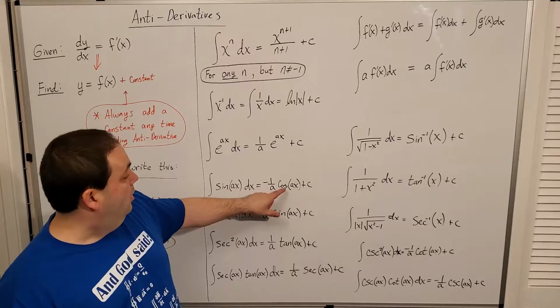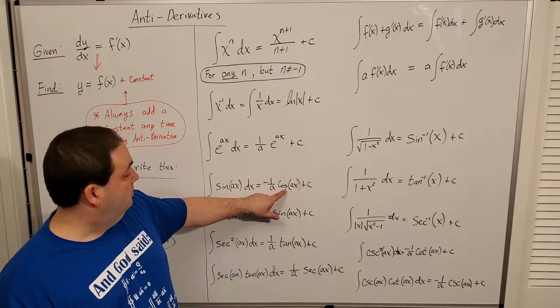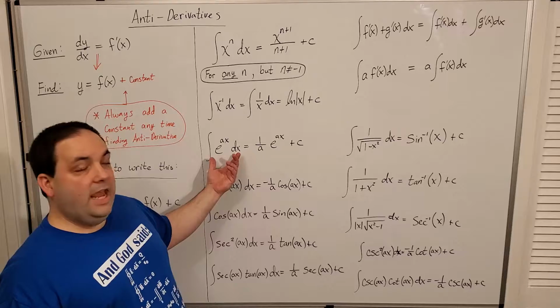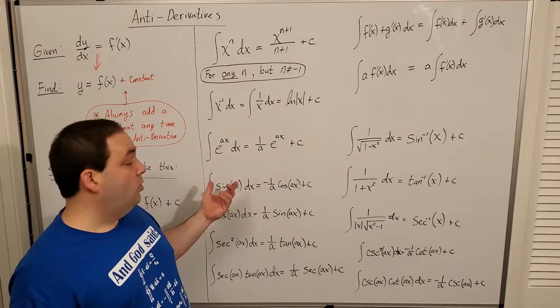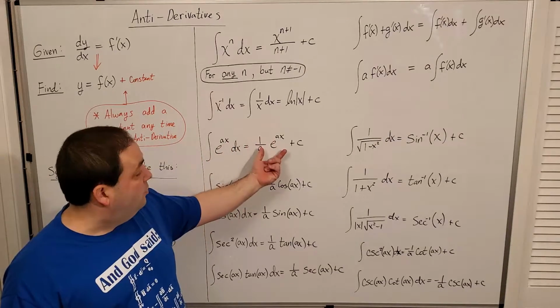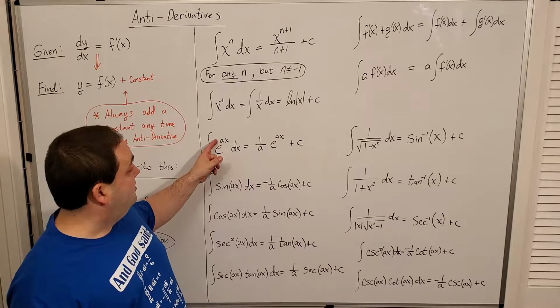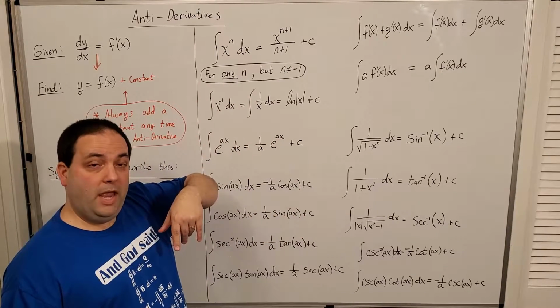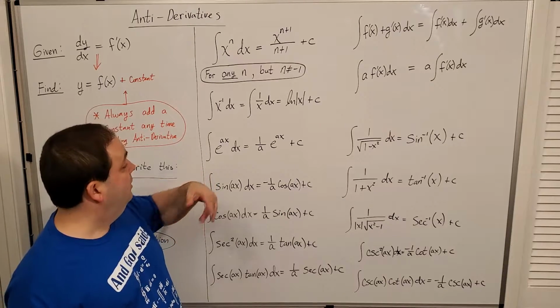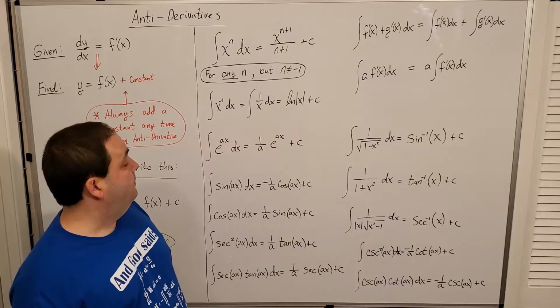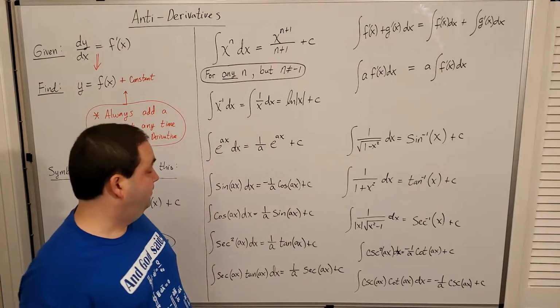Antiderivative of sine would be negative cosine, and I'm dividing by the inside number. e to the x is its own derivative, so it only makes sense that e to the x would also be its own antiderivative. So if I have e to the ax, instead of multiplying by a, which you do when you take a derivative, in doing the antiderivative, I would just divide by the number portion a. Don't forget the plus c.